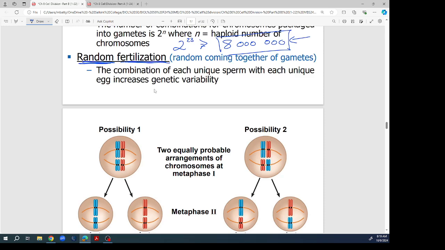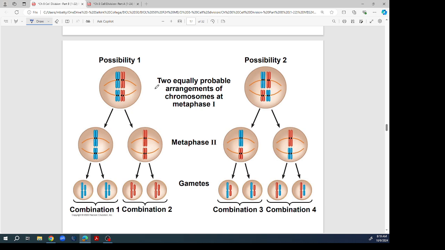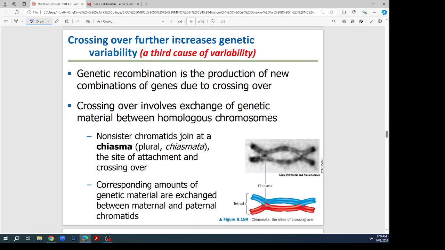And so as an image here, this is just showing the different options that happen with independent orientation. And your printouts might not be printed in color, so that's kind of everything on these slides. Otherwise, they look exactly the same. So this is showing independent orientation. And then from here, you would have random fertilization. And again, in this, you can't control which sex cells are coming together. So all of this creates a lot of genetic variation.